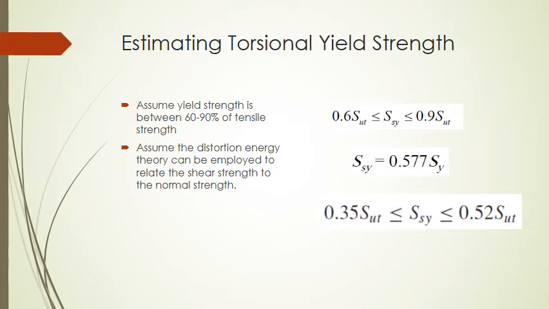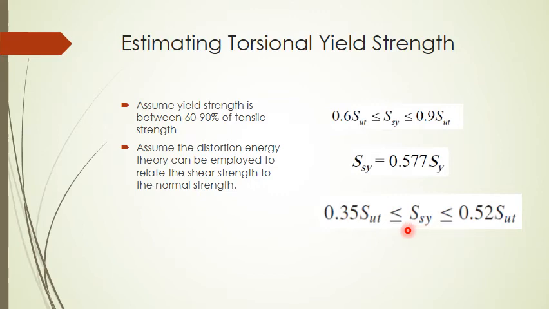According to static failure theories, the shear yield strength is equal to 0.577 of the yield strength. This relation you have concluded in the static failure theories. So distortion energy theory can be employed for this purpose, and according to distortion energy theory, the shear strength is 0.577 of the yield strength of the material. So correlating these two correlations, we have Sy.